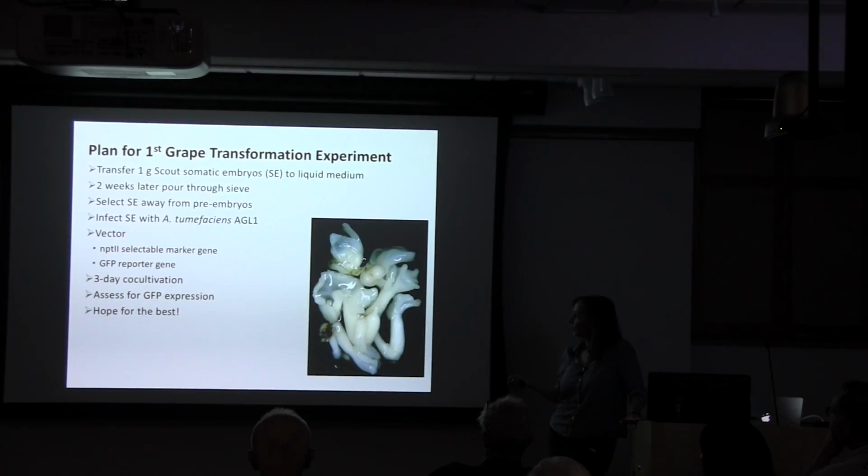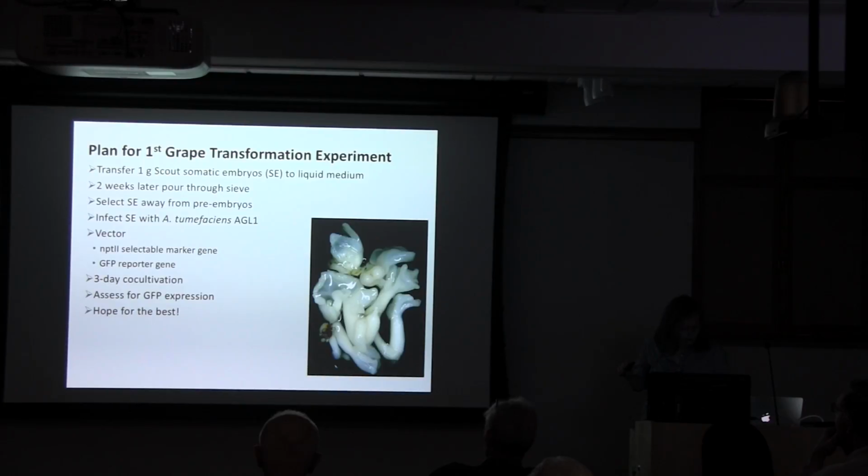For the vector, we're going to use the NPTII selectable marker gene. We use GFP because we really want to monitor the progress. And Dennis Gray told me that within a week, if it worked, we should be able to see the green fluorescent protein expression. And then we're going to hope for the best and see what happens before we can move on.